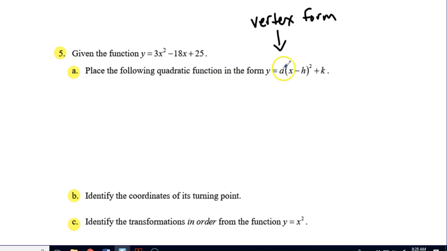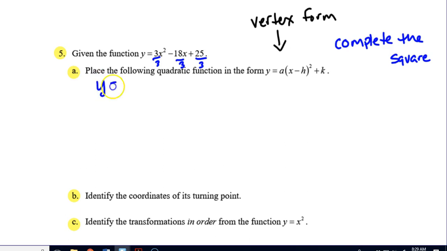In order to get this into vertex form, what we're going to do is complete the square. Completing the square works well when the a value is 1. So the first thing I'm going to do is factor out that a value from each term. And you might say, well, that doesn't work well with a 25. You're right. I intentionally set it up so that it would be a little challenging, because we're only going to do one of these. May as well do one where everything that could possibly come up does.